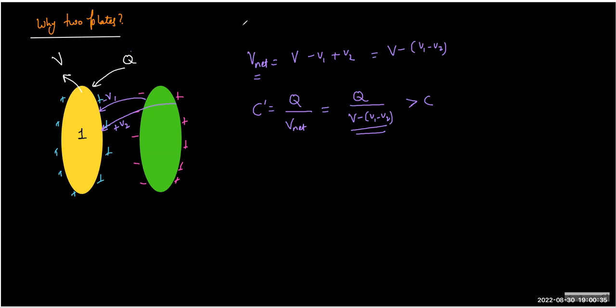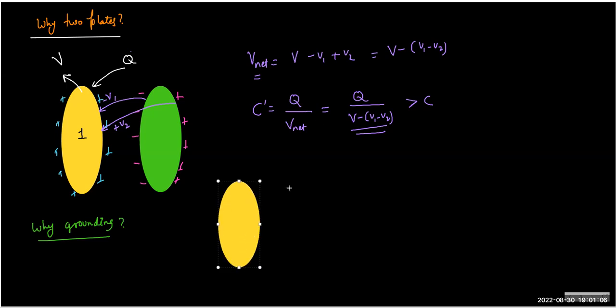Okay. The third part is, we do not stop here. We in fact go further and ground it. And we know that the moment you ground a conductor, its potential will become zero. So if we have a conductor here, which conductor are we going to ground? The one given charge, the one not given charge? So should we ground the yellow one, the red, or the green one? Can you guess?